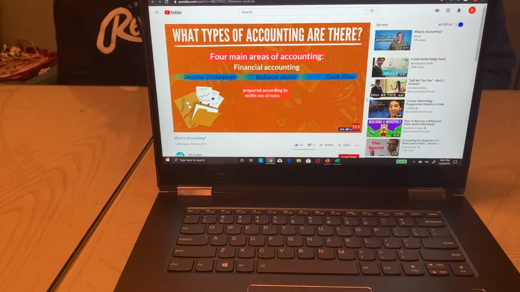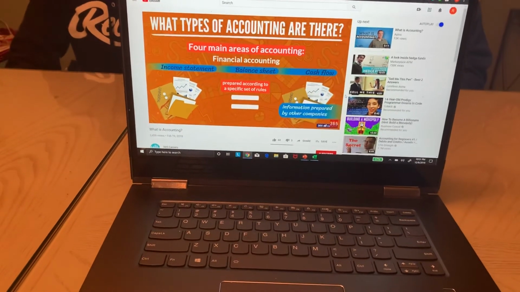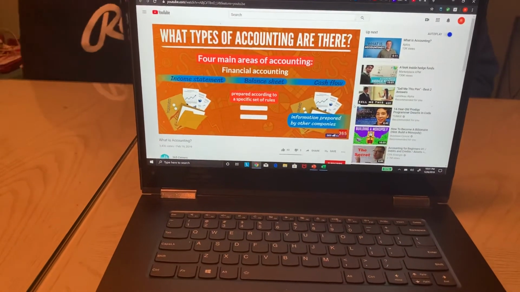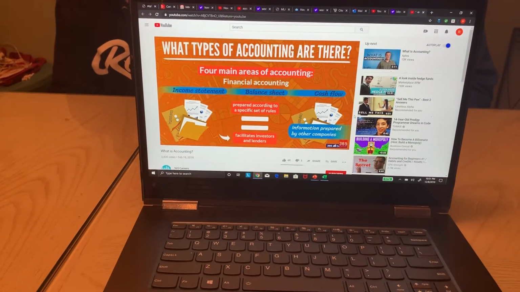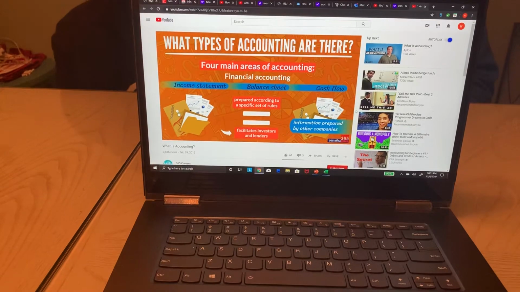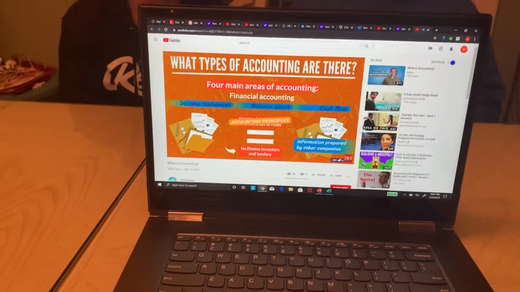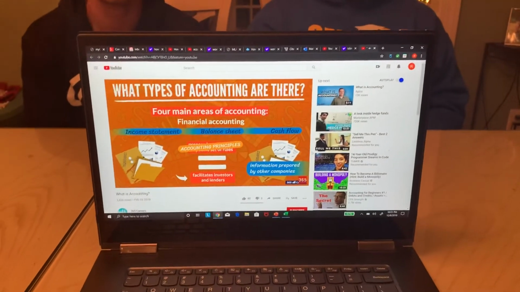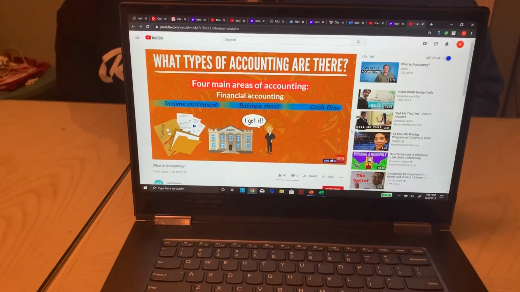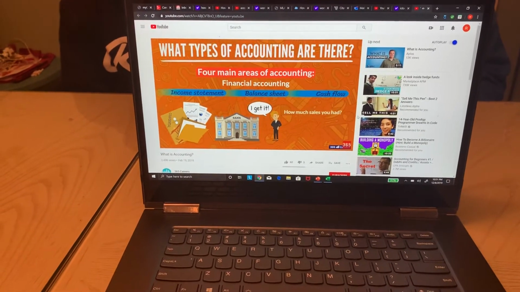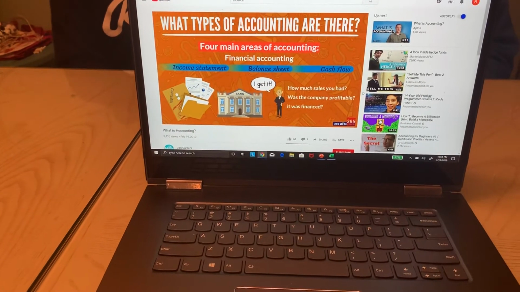The fact that the information is prepared according to a specific set of rules renders it comparable with the one prepared by other companies, which in turn facilitates investors and lenders. Financial statements are prepared according to a uniform set of rules called accounting principles. The aim of these reports is to allow externals, like banks and investors, to get an idea of your business. How much sales you had? Was the company profitable? How was it financed?